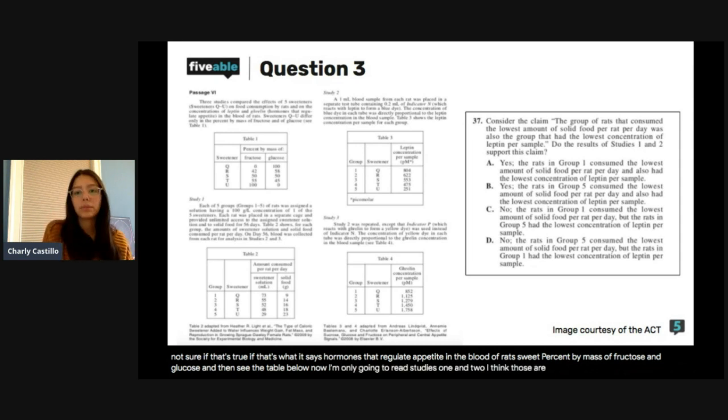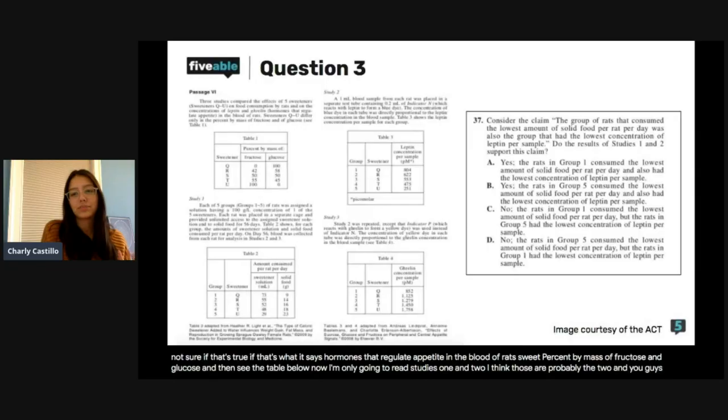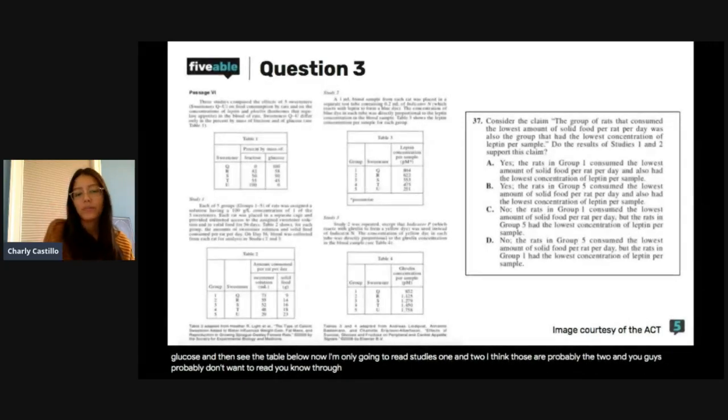I think those are probably the two, and you guys probably don't want to read through study 3 if we don't need to. So I'm just going to read studies 1 and 2, so don't be surprised when I just stop reading.